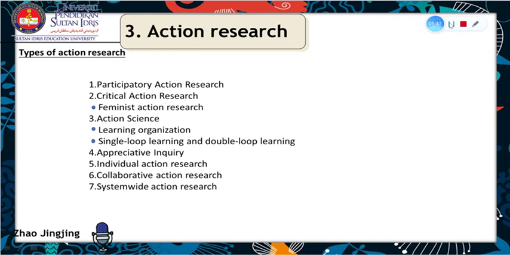Number 5, individual action research. Number 6, collaborative action research. Number 7, system-wide action research. So these types of action research are based on who is designing and writing a research question, and the scope of research, how big or small it is.